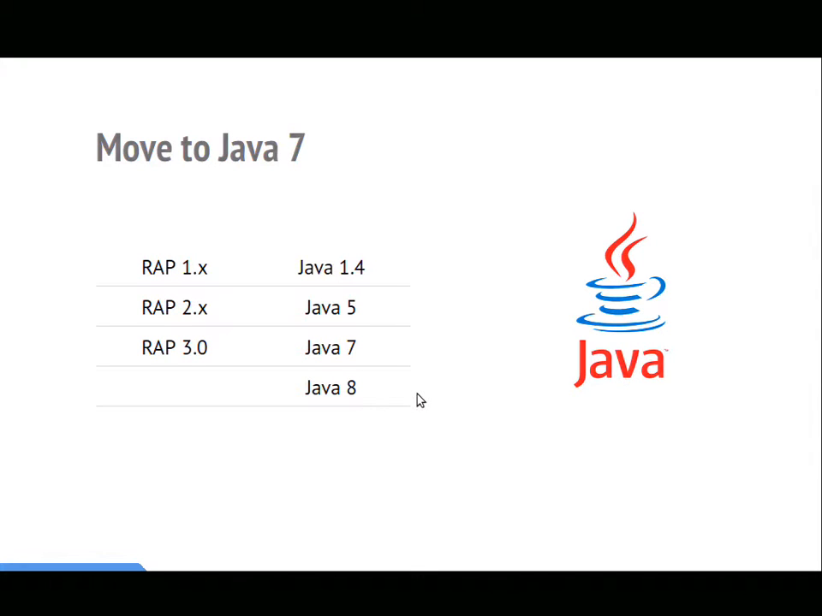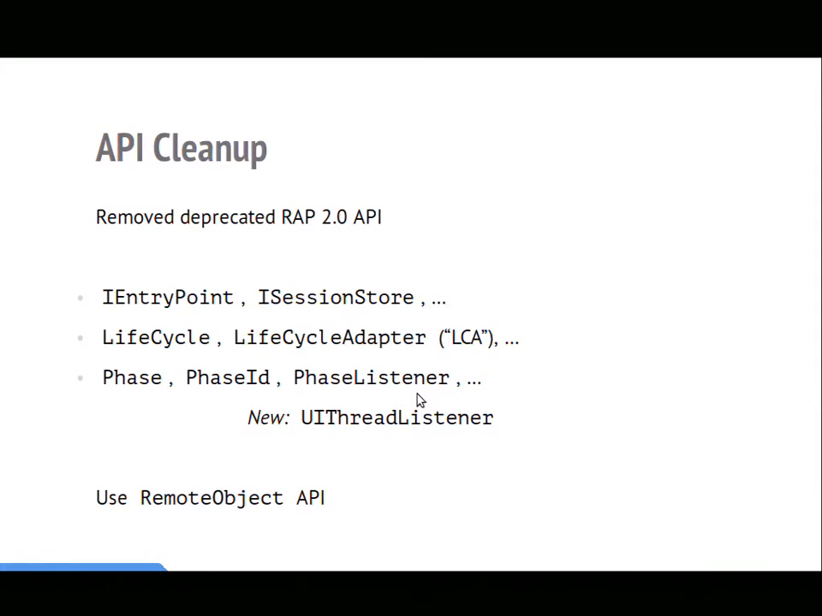Either we ship RAP 3.1 still with Java 7, but with an older Eclipse runtime, or we keep in the simultaneous release and move to Java 8. Not sure what we do, and it basically depends on our customers. Maybe we can discuss this in the news group.